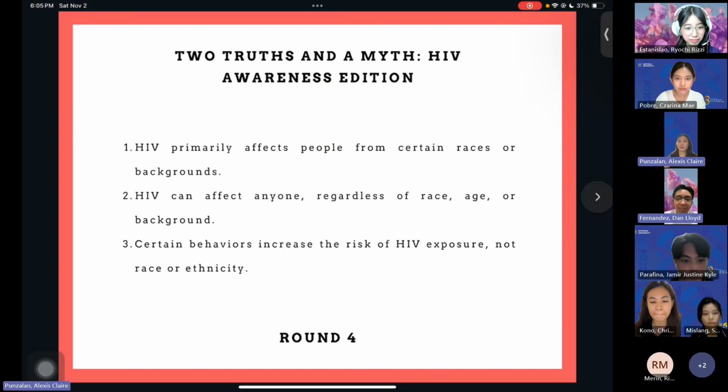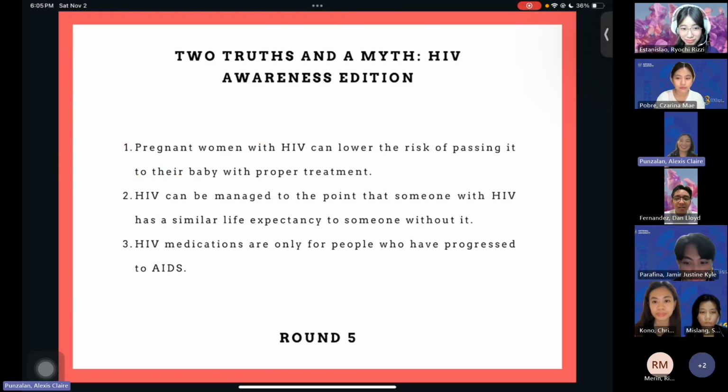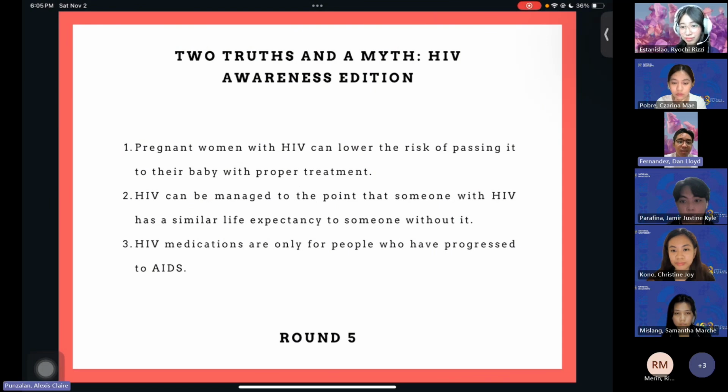Okay, now finally moving on to our last question. For the first statement, pregnant women with HIV can lower the risk of passing it to their baby with proper treatment. The next one is HIV can be managed to the point that someone with HIV has a similar life expectancy to someone without it. And for the last statement, HIV medications are only for people who have progressed to AIDS. Now, what's your guess? Three, two, one, raise your hand.